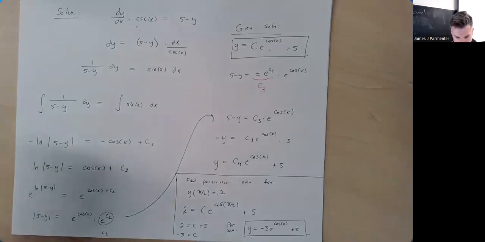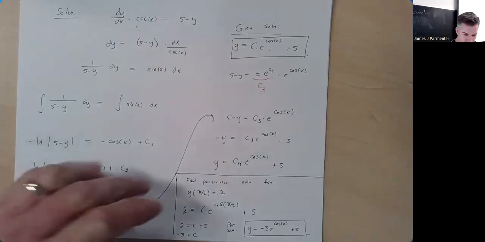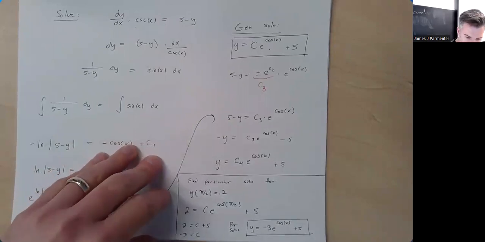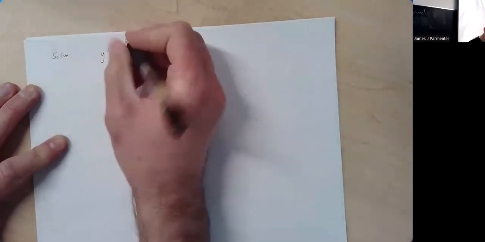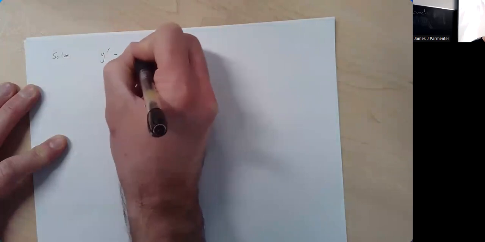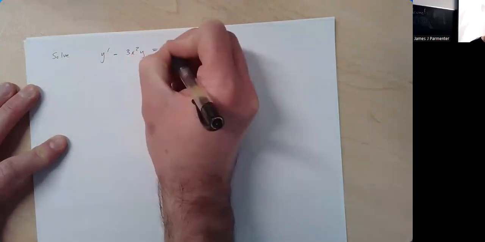Let's look at it. Yeah, we'll do this one. I was going to do this other one, but let's do this one first. Cool. Let's look at the following problem, which we're going to talk about in a couple of different ways. Let's say we're going to solve y prime minus 3x squared y equal to x squared.